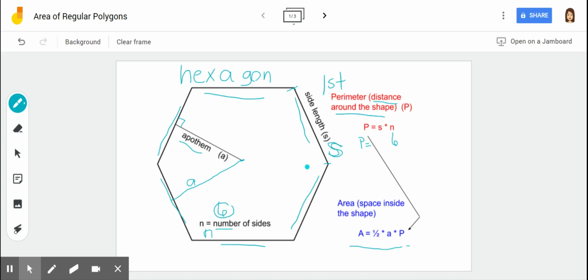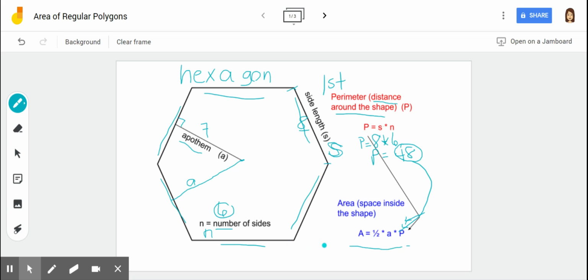We are going to say in this hexagon that our side length is 8 and our apothem is 7. So let's calculate our perimeter first. Perimeter is equal to the side length 8 times the number of sides, which is 6. So our perimeter is equal to 48. Now, you see this arrow? That indicates that we substitute our 48 for our P.